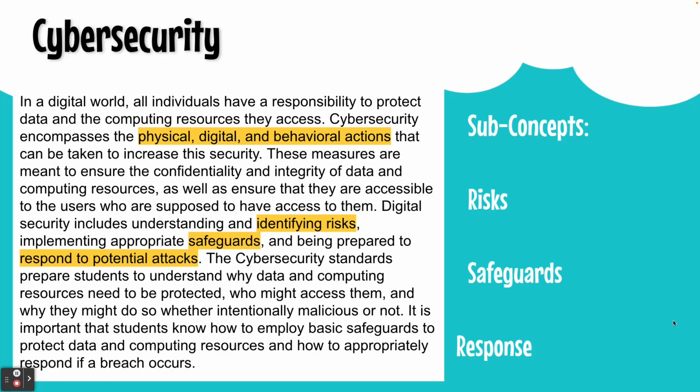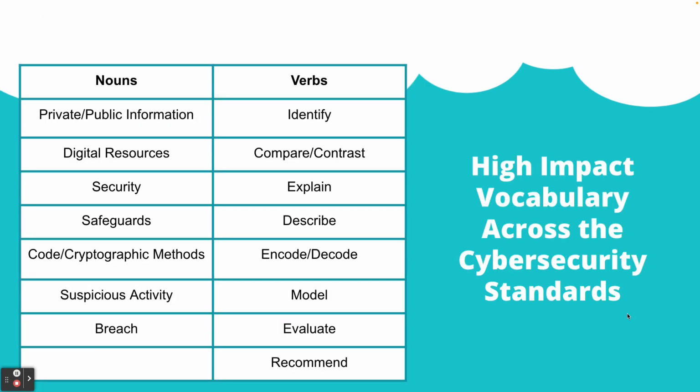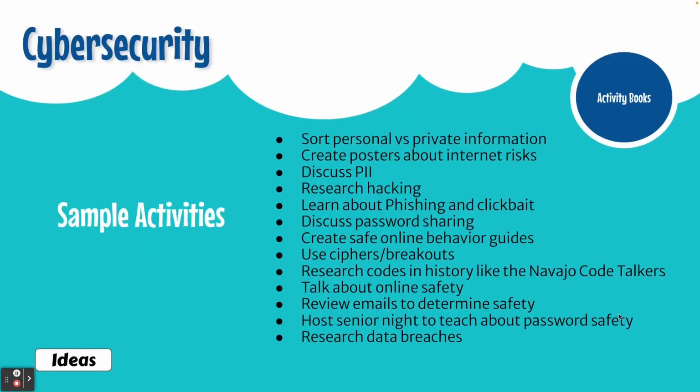In cybersecurity, we're talking about our actions and identifying our risks, safeguards, and our response to potential attacks. Here we're talking about our nouns and verbs being private and public information, digital resources, security, safeguards, code or cryptographic methods, suspicious activities and breaches. Again, we're going from identify, compare, and contrast all the way up to model, evaluate, and recommend.